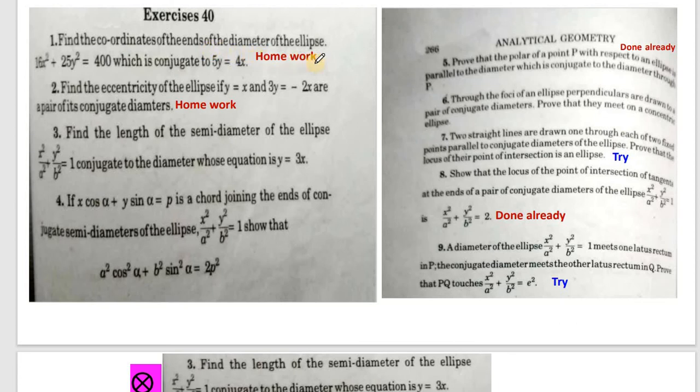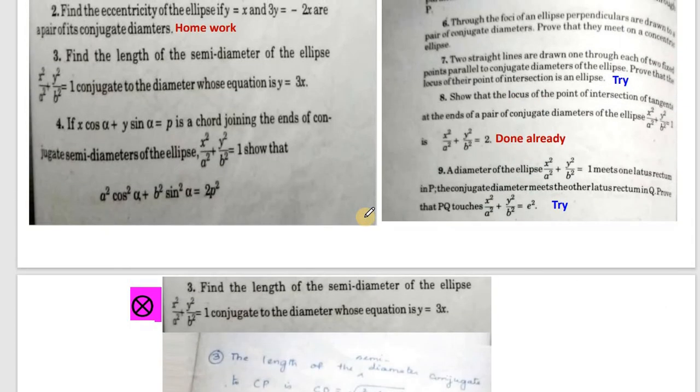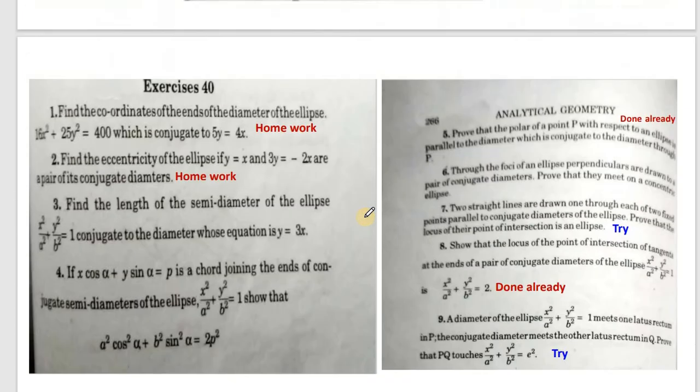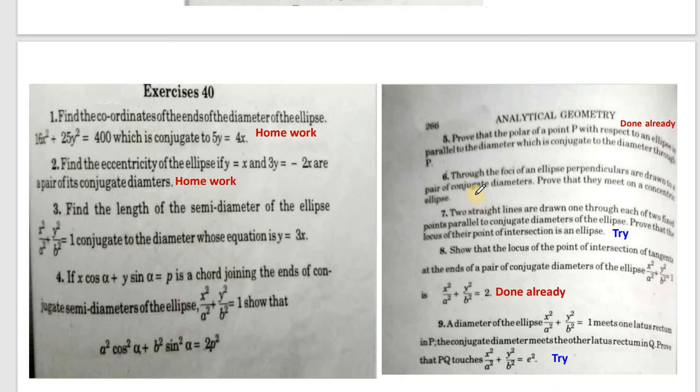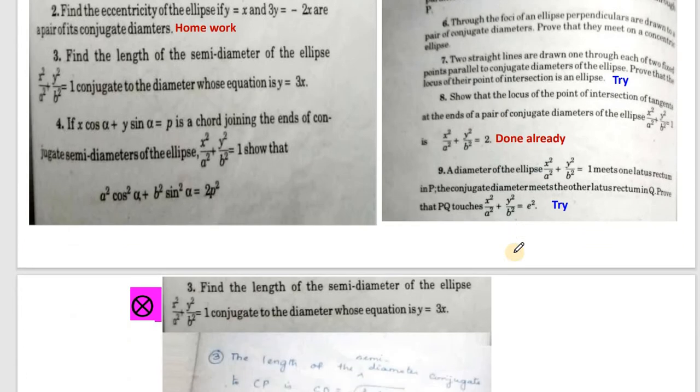So these are the problems. Find the coordinates of the ends of the diameter of the ellipse which is conjugate to such types of problems: already we have discussed that, so that is not worked out. The third one we will do, the fourth one, then the sixth, and the last.